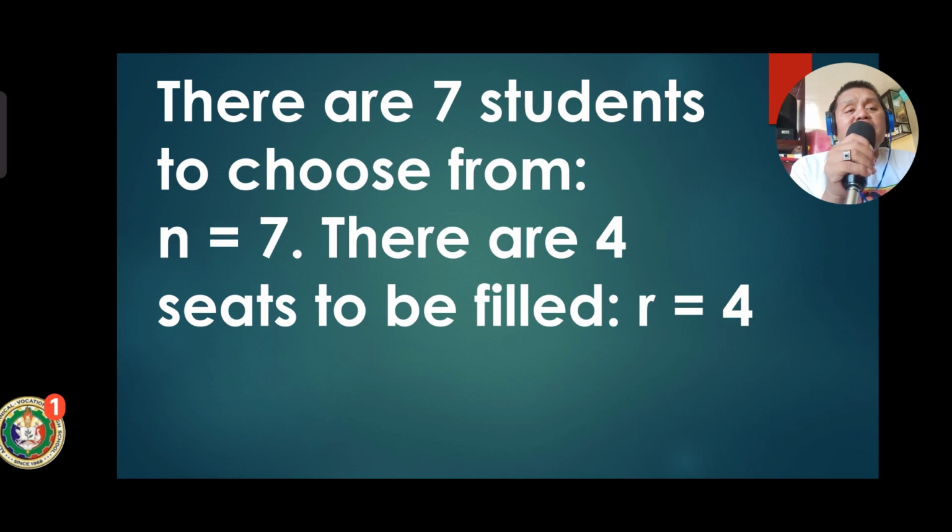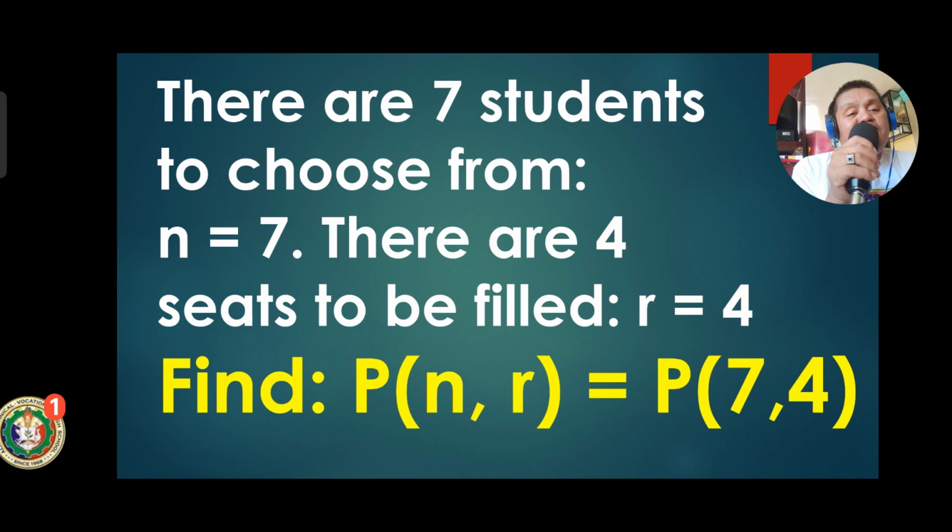We have now, there are 7 students to choose from. So we have n equals 7. There are 4 seats to be filled. So r equals 4. So we have 7 students taken 4 chairs at a time. So we find the permutation of n objects taken r at a time, where n is the 7 students and r is the 4 seats to be used by the 7 students.